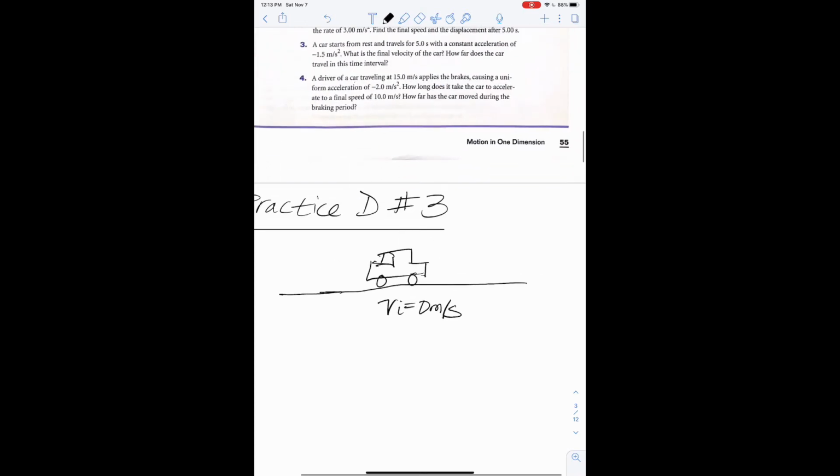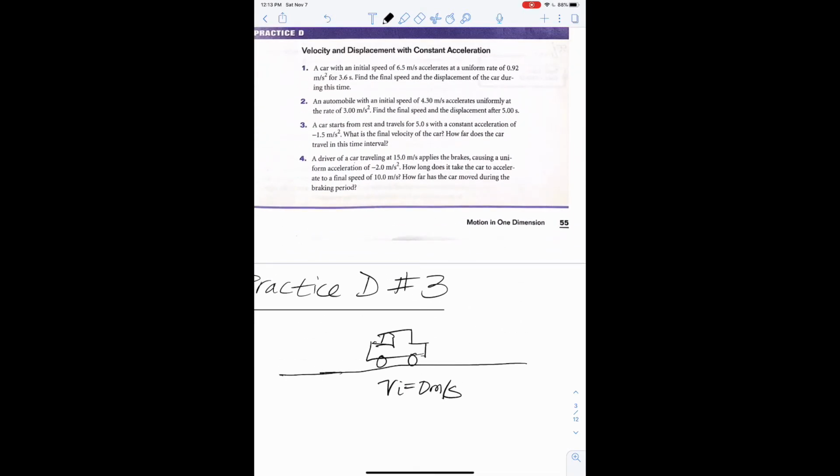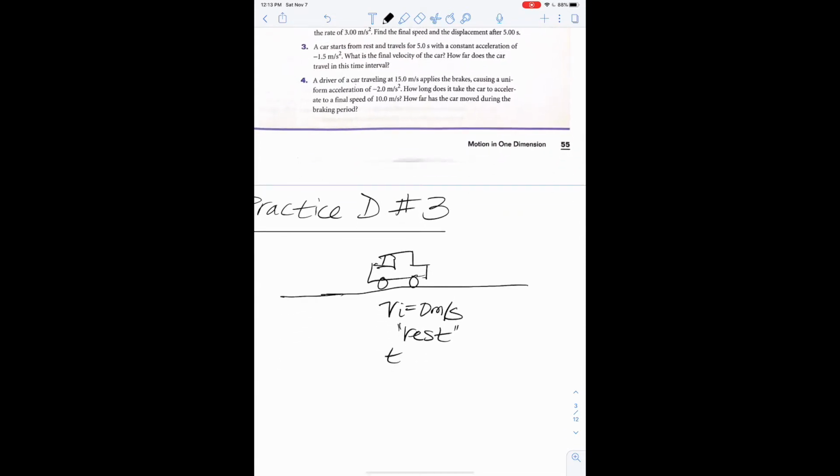Okay, so its initial velocity is 0 because rest, right? When you see the word rest, that means it's starting from 0 meters per second. It travels for 5 seconds, so there's our time. With a constant acceleration. Now this acceleration is negative, and that means it's going to be speeding up at negative 1.5 meters per second every 1 second.